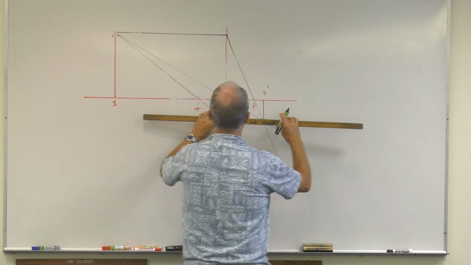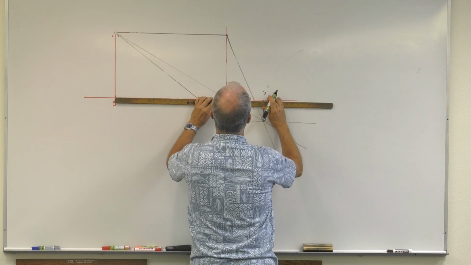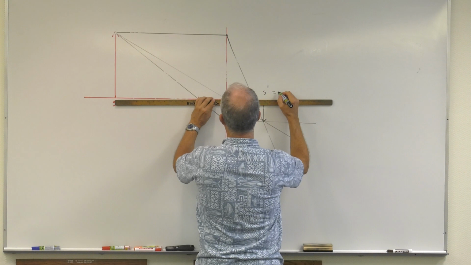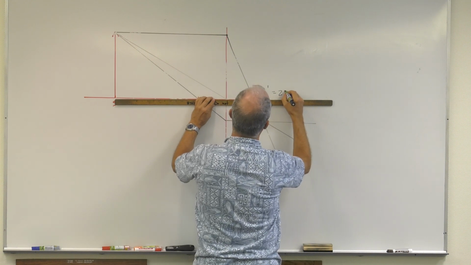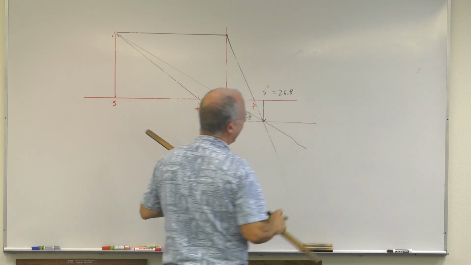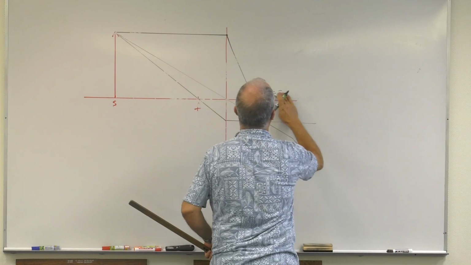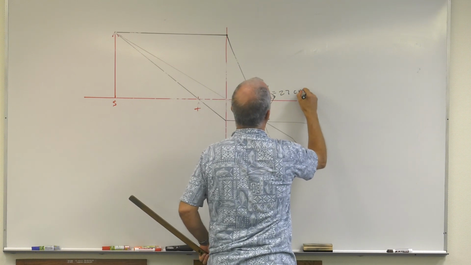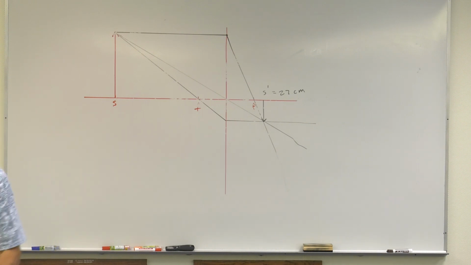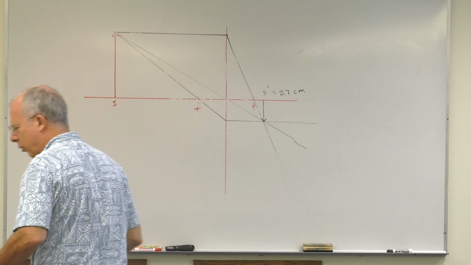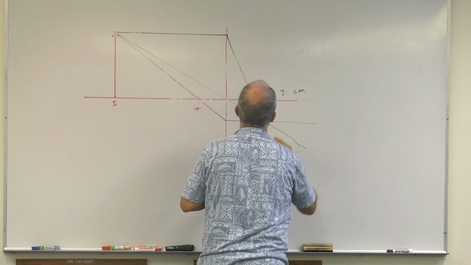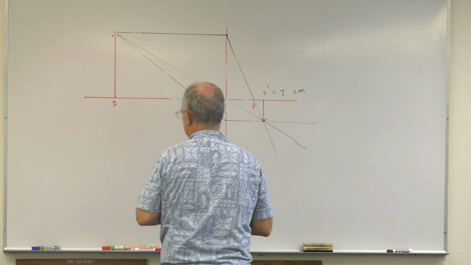So let's see, according to me, S prime is about 26.8, something like that. 27, whatever. Let's just say it's about 27 centimeters. Okay, that's all there is to it. So, wait a minute. What do you mean 27? I mean, sorry, 7. Yeah, 7. This was 5, so it's about 7.